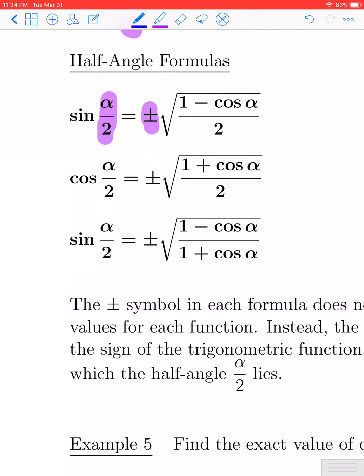And I think there's a mistake here in the notes. Excuse me, this should be the tangent of alpha over 2. Tangent of alpha over 2 should be either plus or minus the square root of (1 minus the cosine alpha) divided by (1 plus cosine alpha).